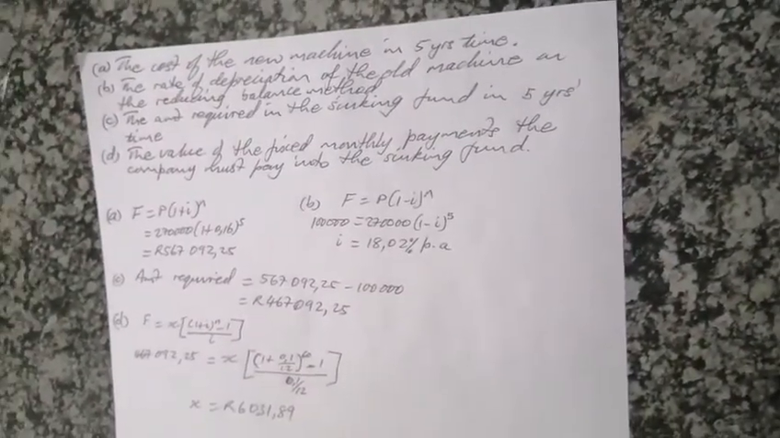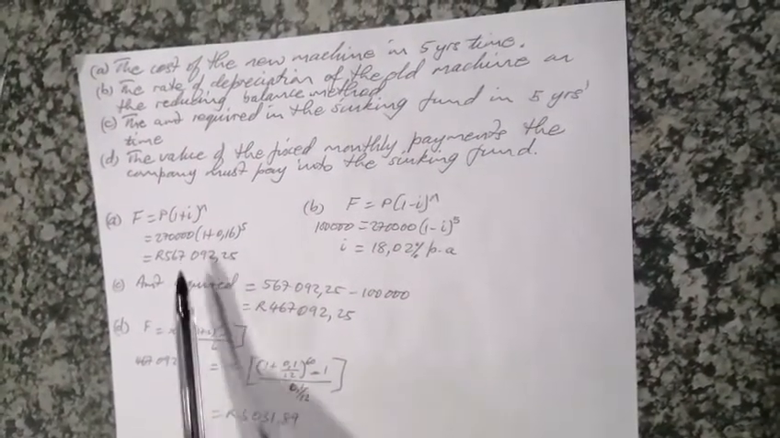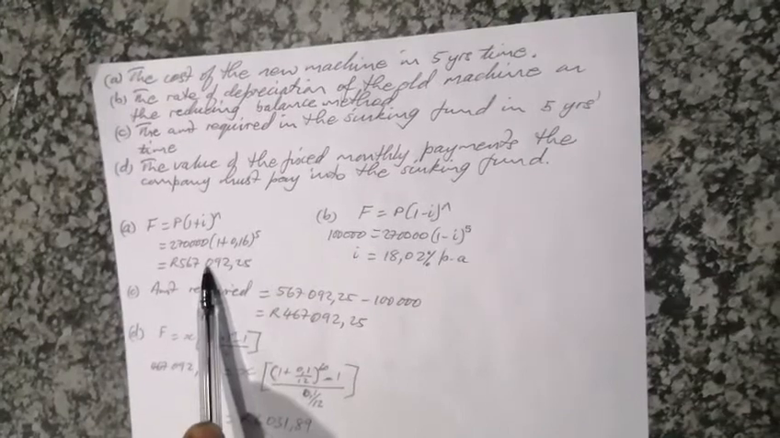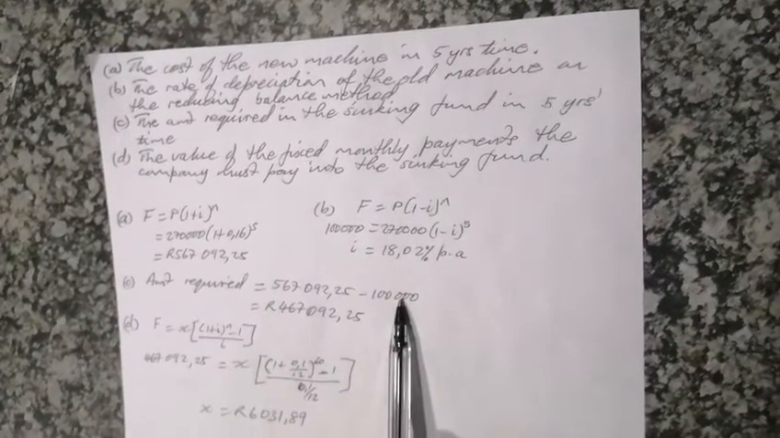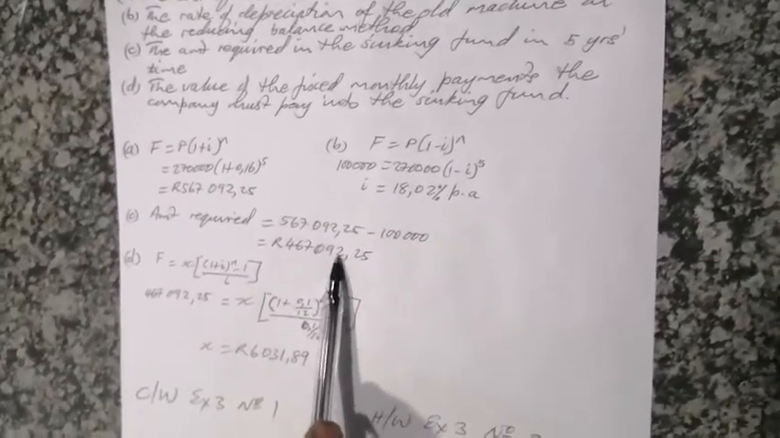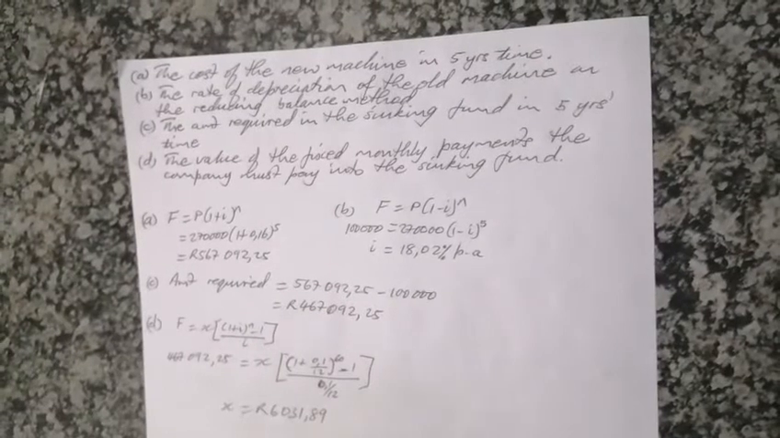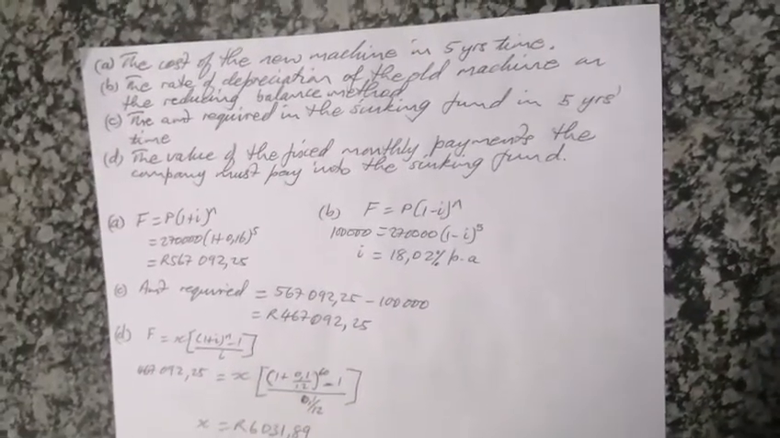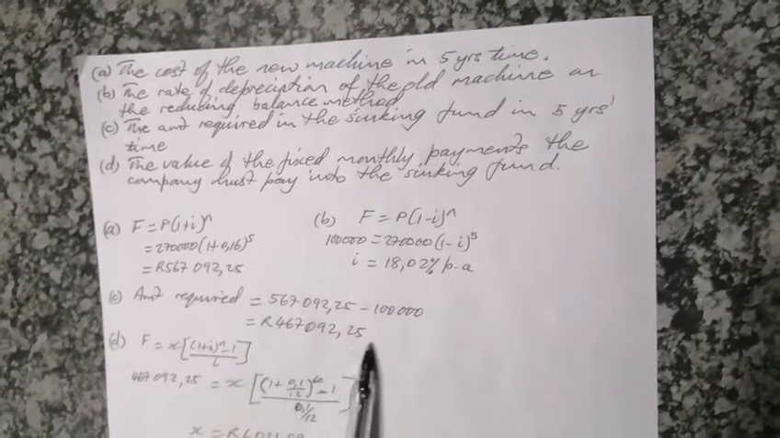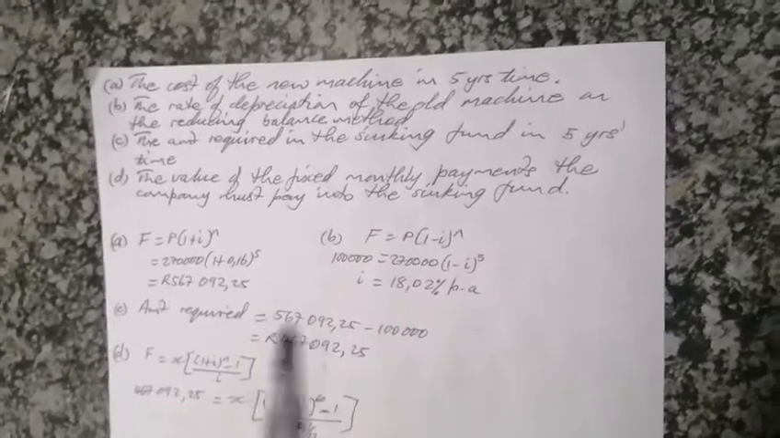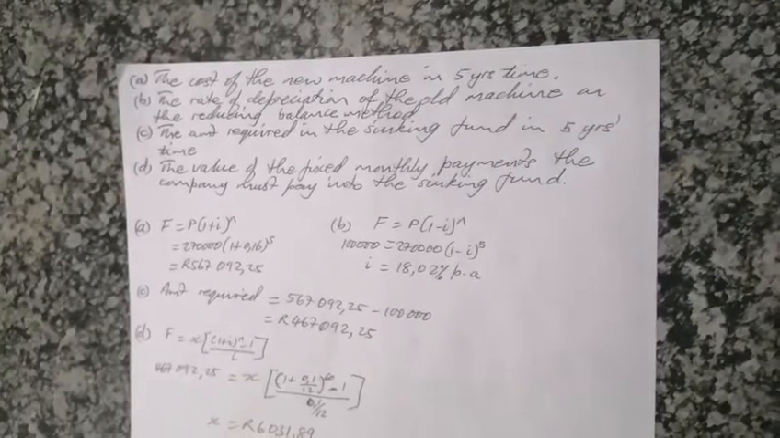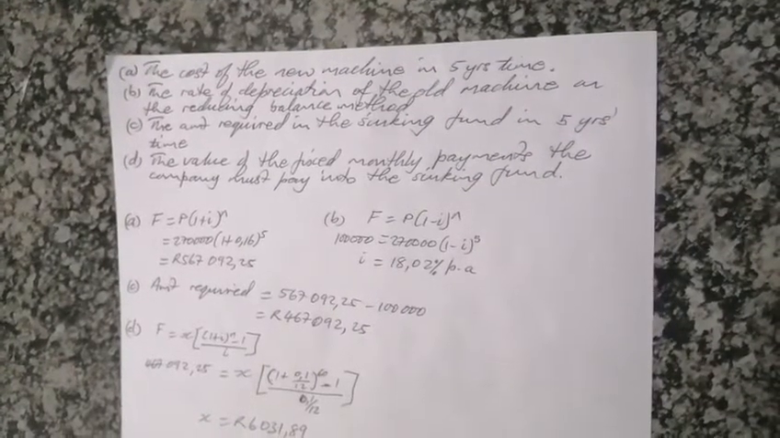Then the amount required in the sinking fund in 5 years' time. How much is required? It will be the cost of the new machine minus the scrap value, which is 100,000. So we need 467,092.25 to be able to acquire or to buy the new machine as the amount that the sinking fund will give us. It can only be this amount or more for us to be able to replace our photocopying machine.